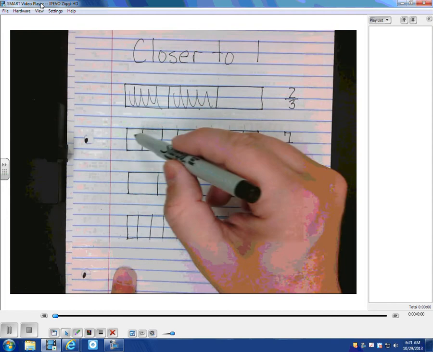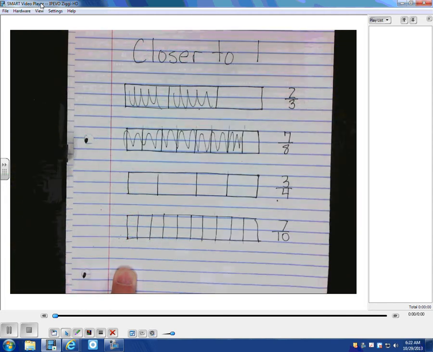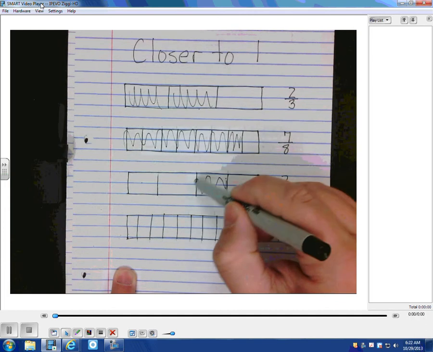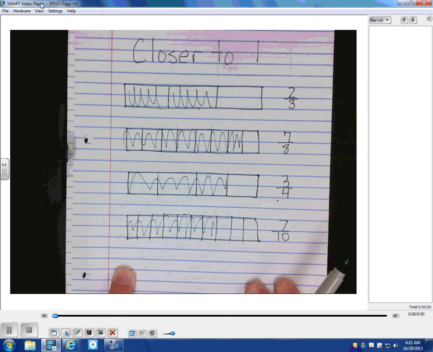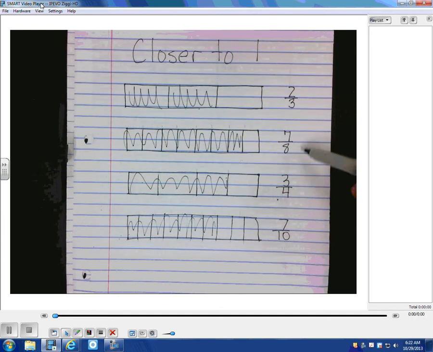7/8. 1, 2, 3, 4, 5, 6, 7. So I would color all of that in. 3/4. 1, 2, 3. And 7/10. 1, 2, 3, 4, 5, 6, 7. Okay. So then once I do that, I can visually see which one is closer to 1 whole. Which one is closest to being all of it filled in. Okay, and when we look at it this way, we can clearly tell that 7/8 would be closer to 1.